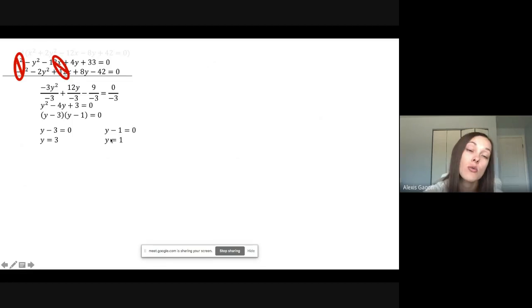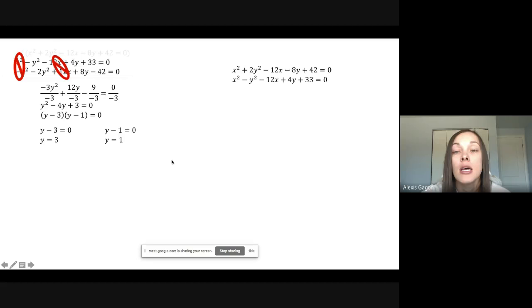Once we do this, we're going to have to plug something in 2 times. We're going to have to plug in 3 and we're going to have to plug in 1. So we have potentially 2 answers, could be 4, depending what our factors come out to be. So if we look at the 2 equations we started with, doesn't matter which one we plug it into. Let's plug it into, that looks like the bottom equation.